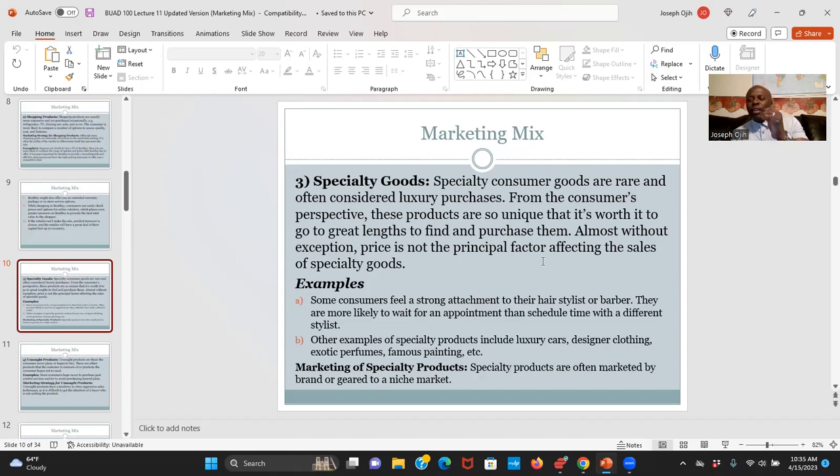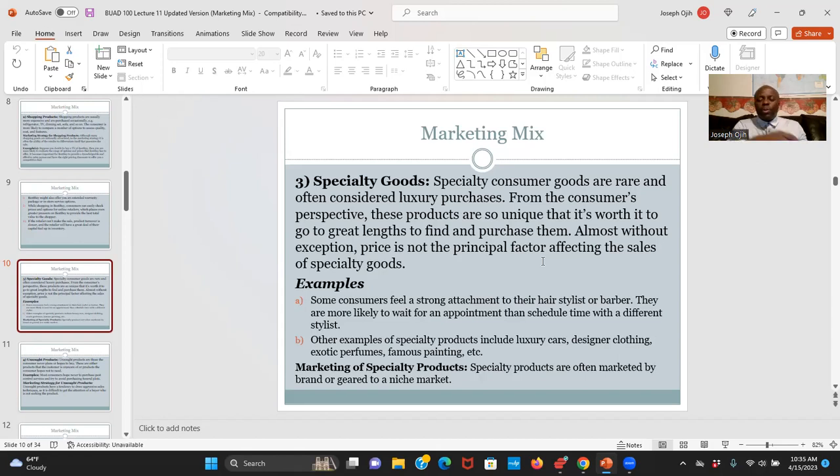If you have that kind of hairstylist or barber that gives you that kind of service, no matter how much he or she charges, so long as they give you what you want, people usually go to them. And as a matter of fact, for some of these people, you might have to book a day ahead, even 2 days ahead in some cases.